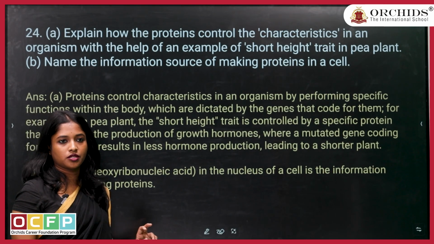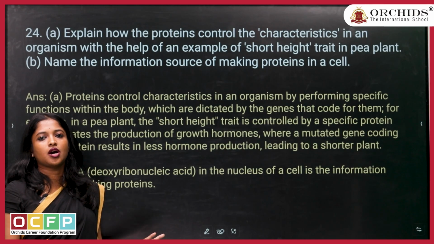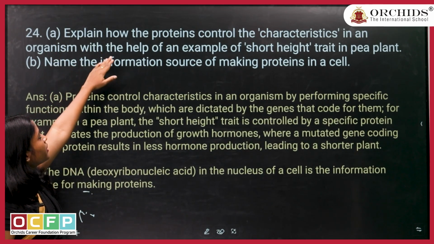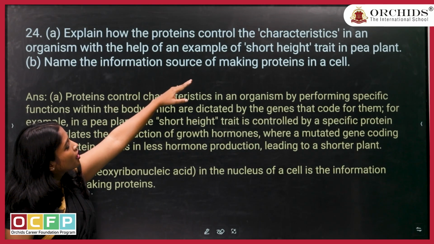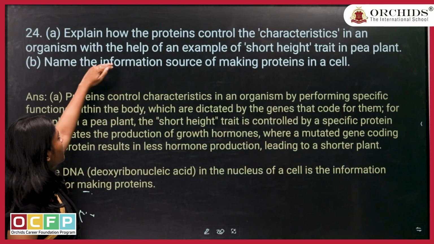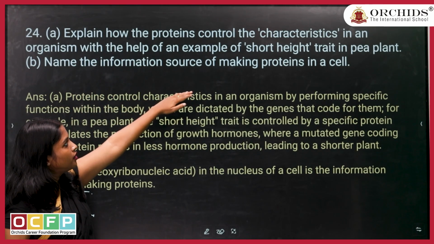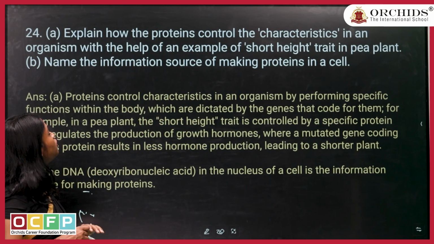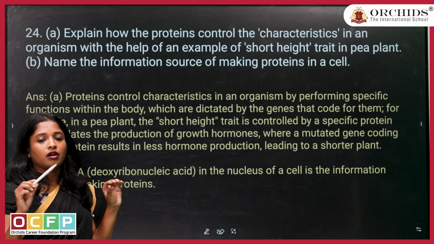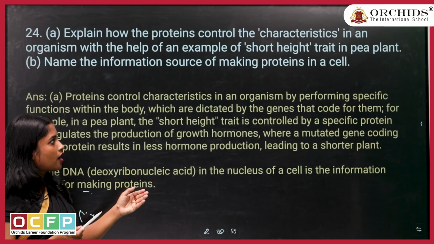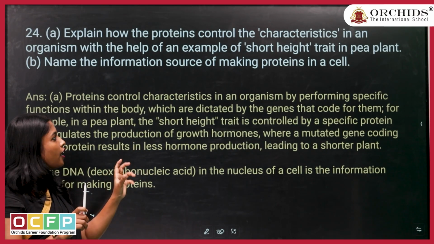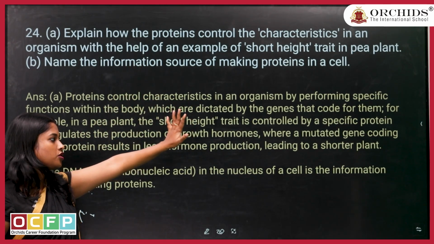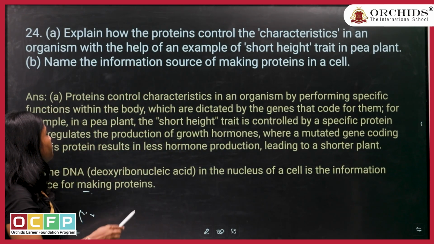It has 2 parts. For 2 marks, you are supposed to answer 2 different questions. So the first question, explain how the proteins control the characteristics in an organism with the help of an example of short height trait in a pea plant. So here they are talking about the short height trait in the pea plant, how the proteins are responsible. Let us see the answer.